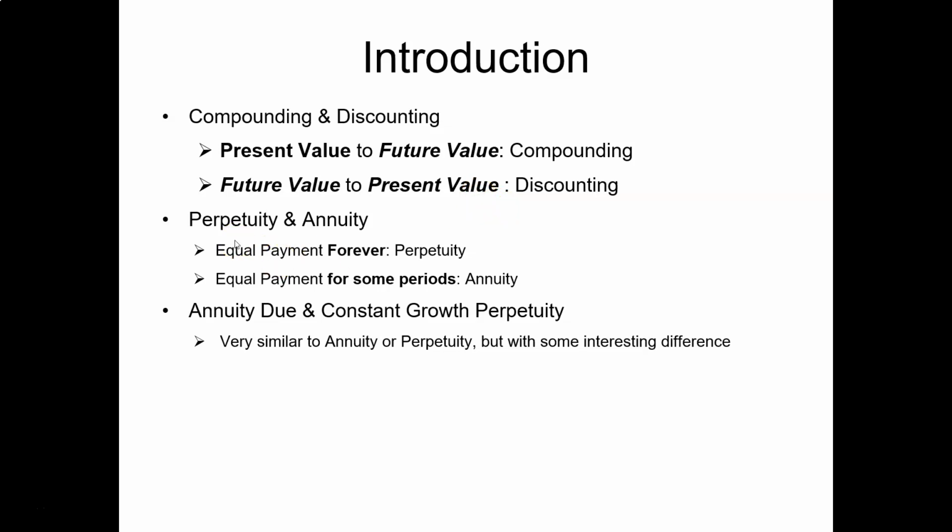In the second video, I will talk about perpetuity and annuity. Perpetuity will give you equal payment frequently forever. Annuity will give you equal payment frequently for some periods. In the third video, I will talk about annuity due and constant growth perpetuity. Annuity due is very similar to annuity, but it moves all the cash flows one period ahead. Constant growth perpetuity is very similar to perpetuity, but the payment will grow at constant rate.